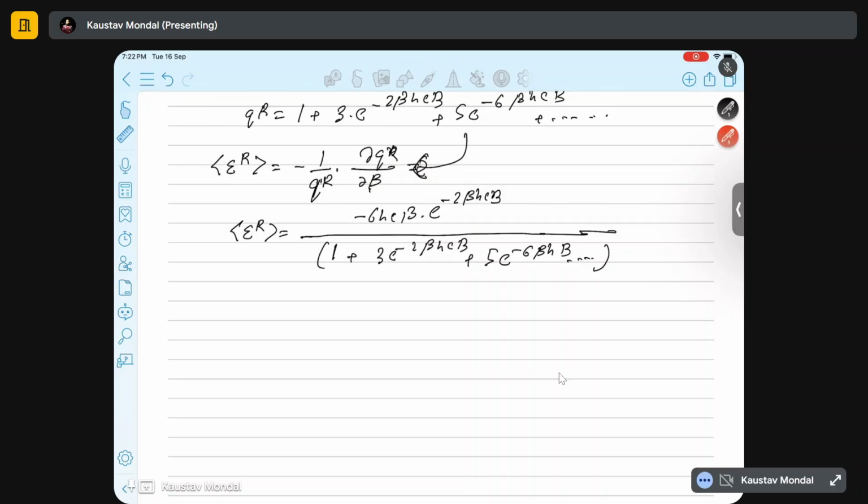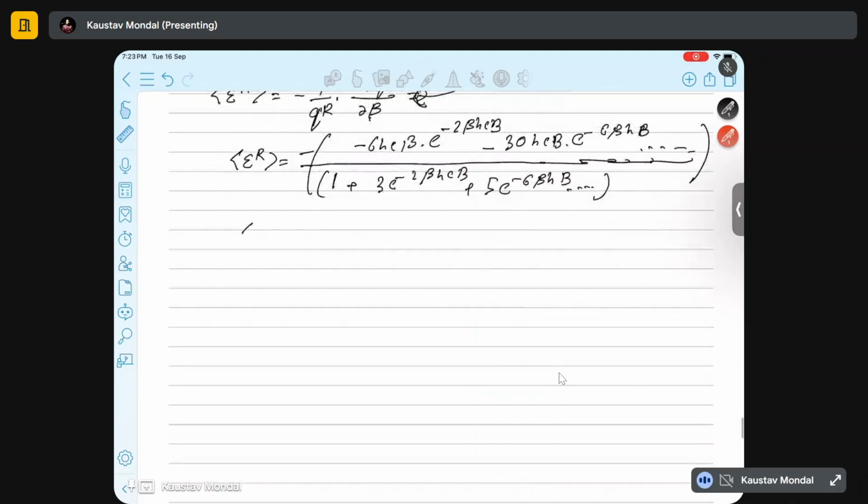Again it would be a minus, so minus 6 into 5, 30, hcB into e to the power minus 6 beta hcB. So on, there's a minus sign in the front also. So it goes on like this. You can absorb the minus sign, right? After doing that, the expression simplifies like this.